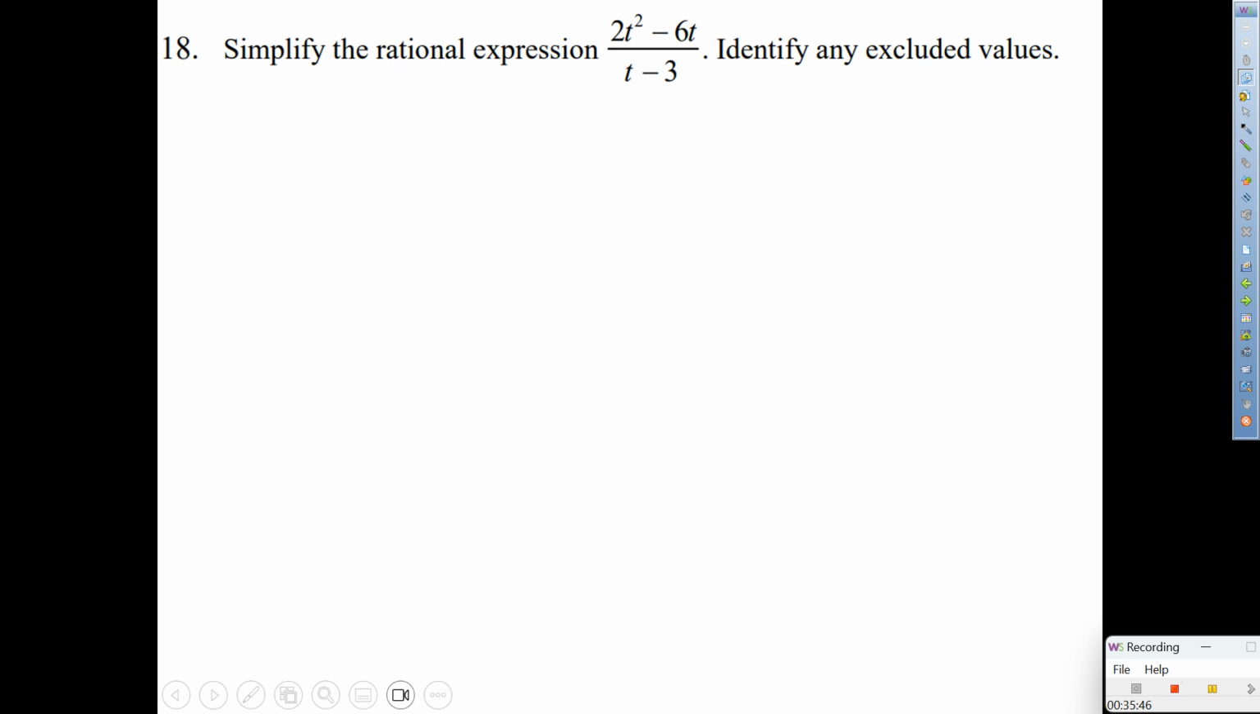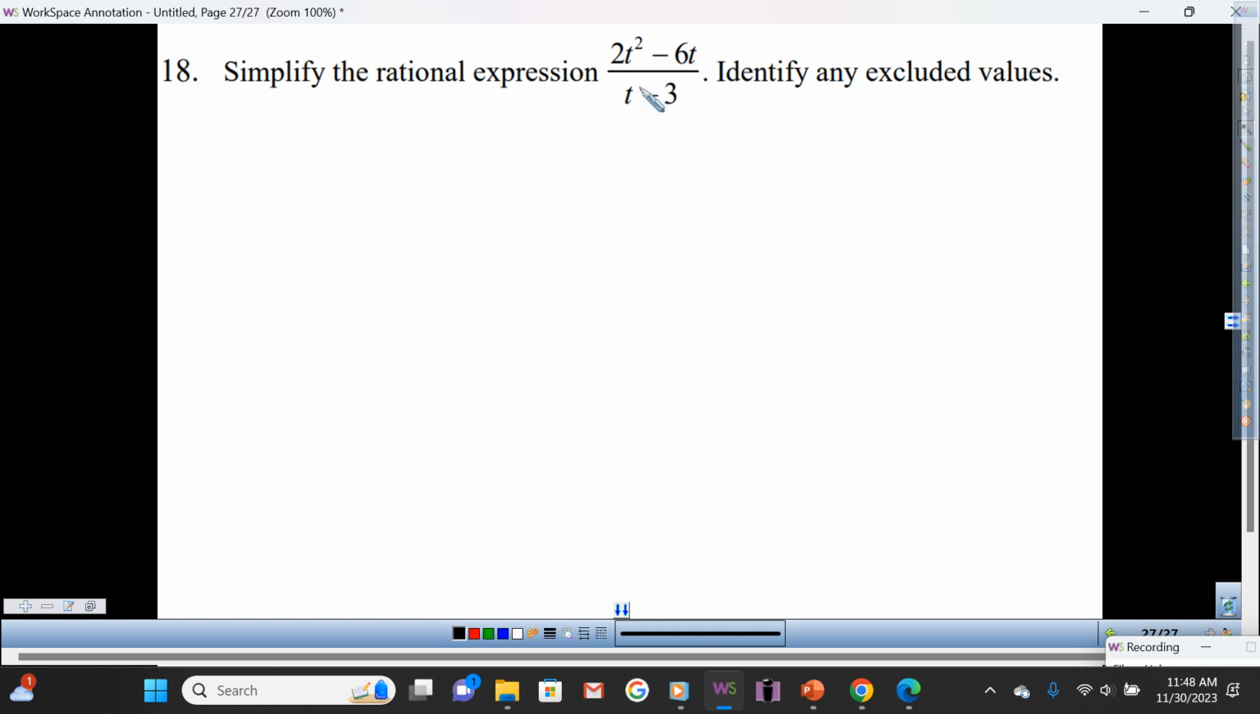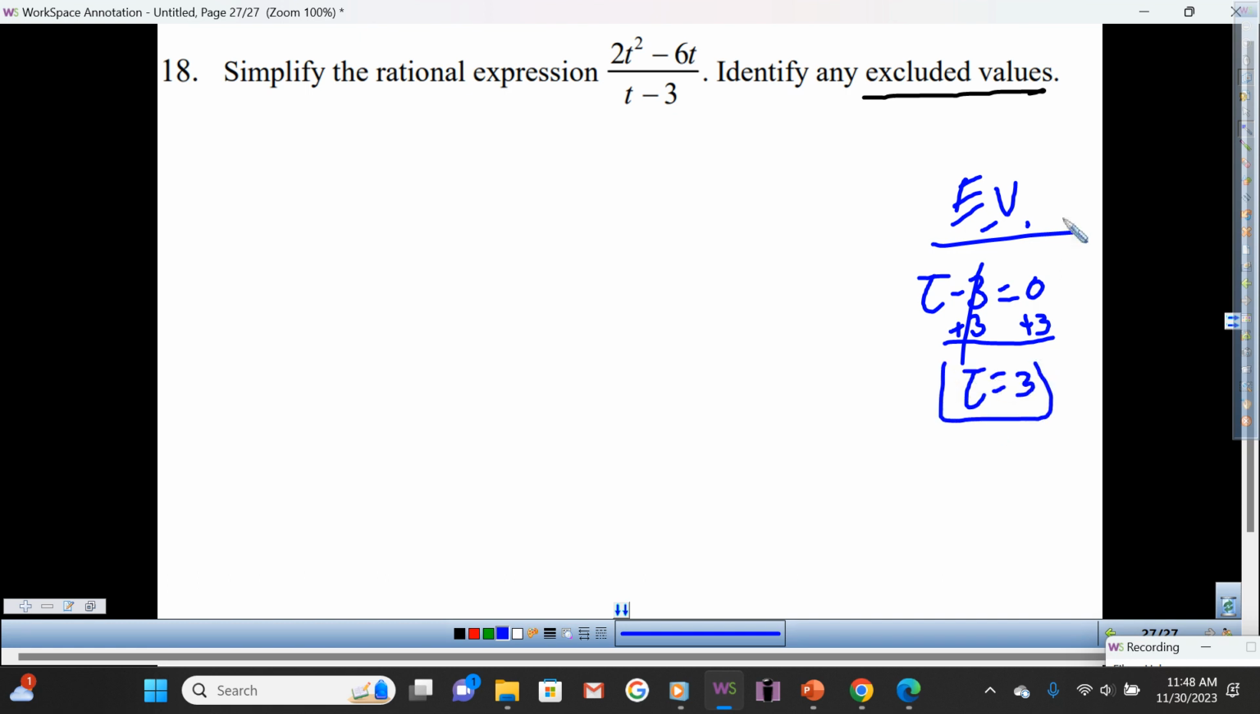Woo-wee. Here we go. It reads, simplify the rational expression and then identify the excluded values. Let's start with the latter part, the excluded values. So on the right side, I want you to write EV, or on your paper. And what do we do? We take the denominator and set it equal to 0. So we write t minus 3 equal to 0, and then we solve. Plus 3, t equals 3. So what is my excluded value? 3.